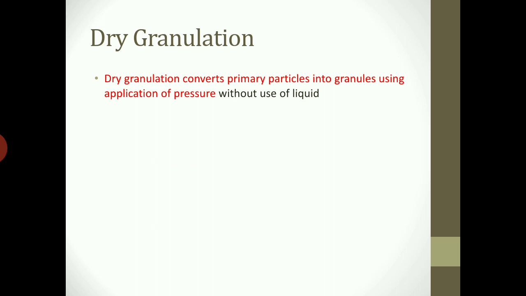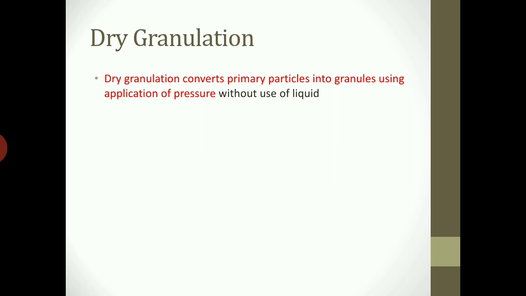So the first step involved in dry granulation is weighing. Next is sieving. Next to that is blending, and then formation of slug or ribbon. Then this slug or ribbon will be reduced in size to form the granules. Next to that is blending with extragranular material, and the last step is compression.